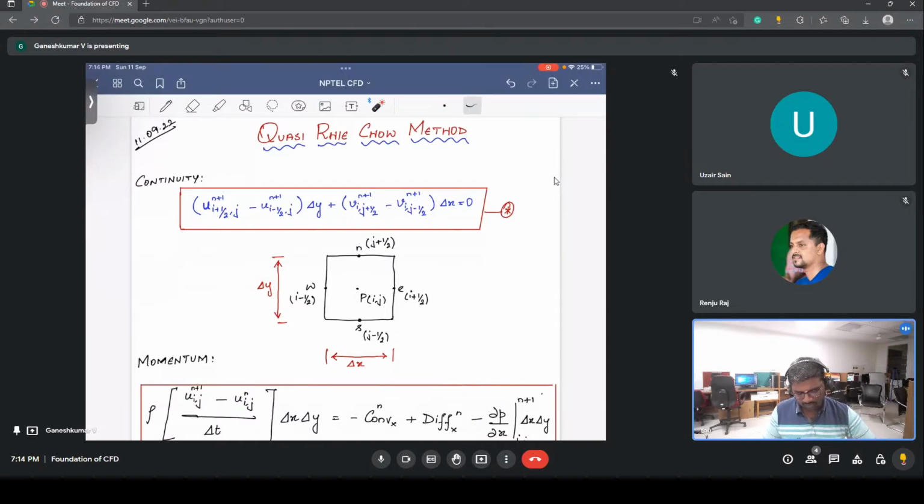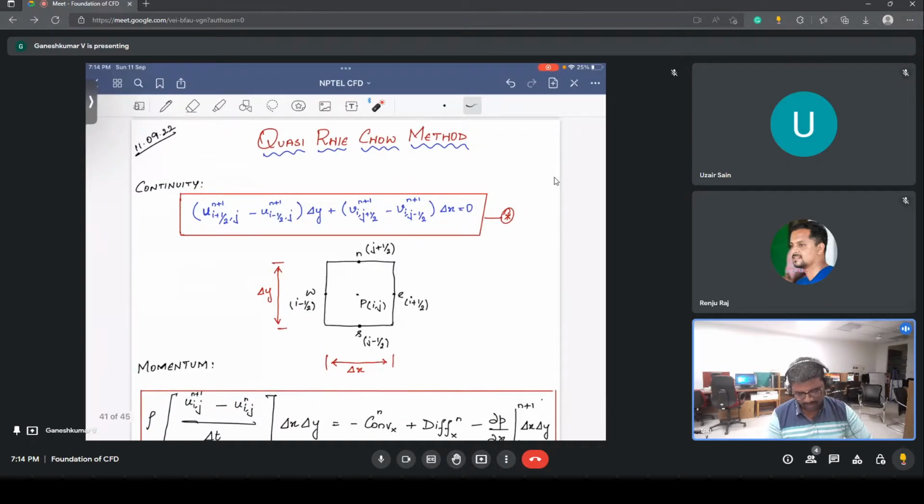Maybe I will go through it once again from the start. As I said, this is for collocated grids. What we have to solve are the continuity and momentum equations. We have a continuity equation, and this is the discretized continuity equation. Since it's a finite volume method, we have a control volume here. As per the continuity equation, for an incompressible flow the flux going out minus the flux coming in equals 0, right? That is what is written here.